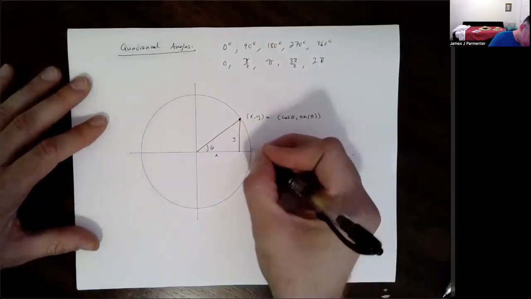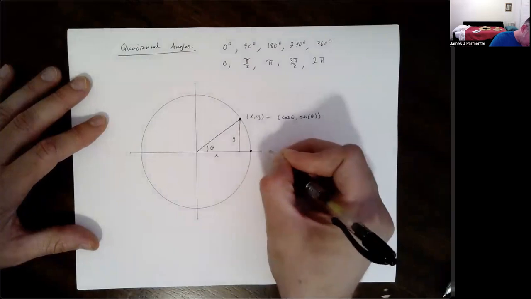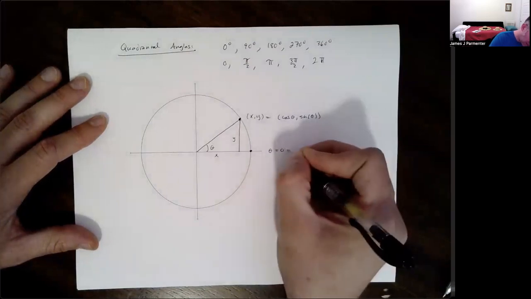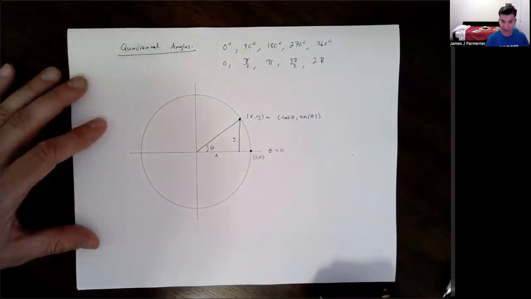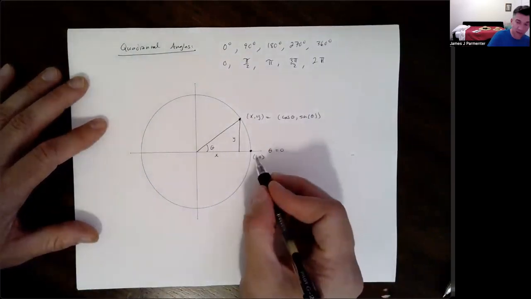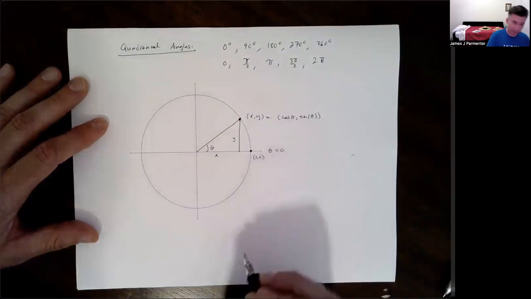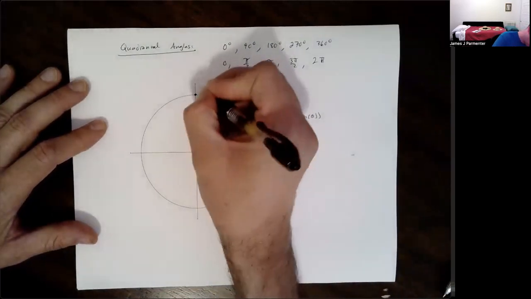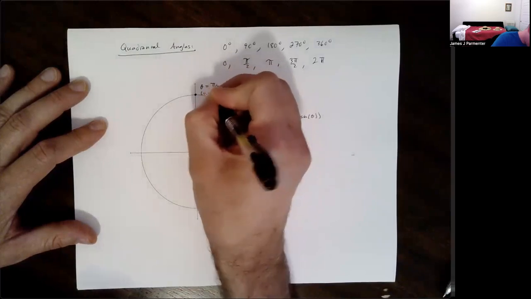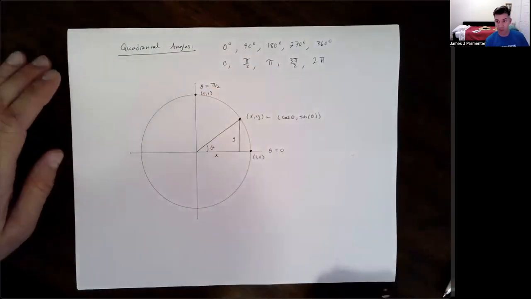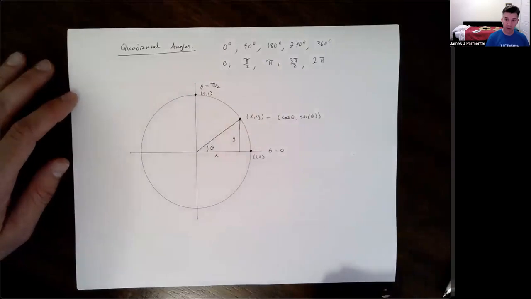So if my angle is 0 radians or degrees, and the point here is 1 comma 0, that means cosine of 0 radians is just 1. Sine of 0 radians is just 0. Or up here, where the angle is pi over 2, and the point is 0 comma 1, cosine of pi over 2 is 0, and sine of pi over 2 is 1.